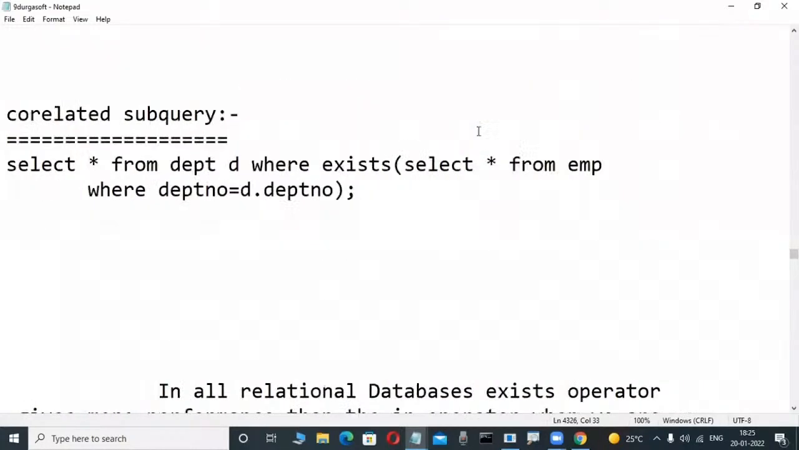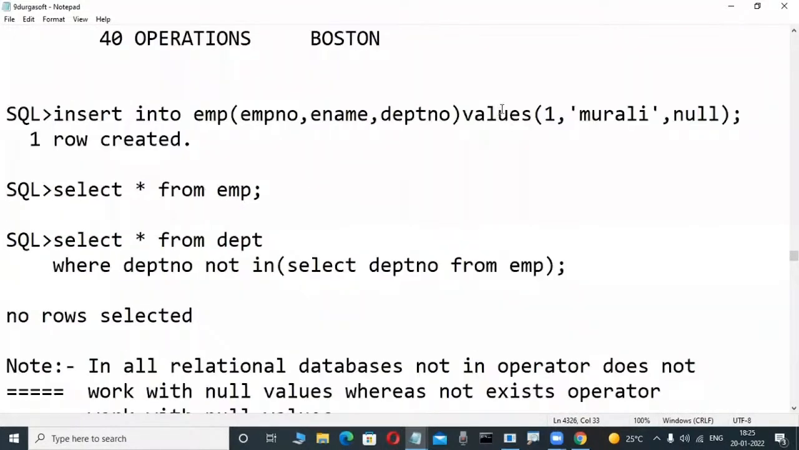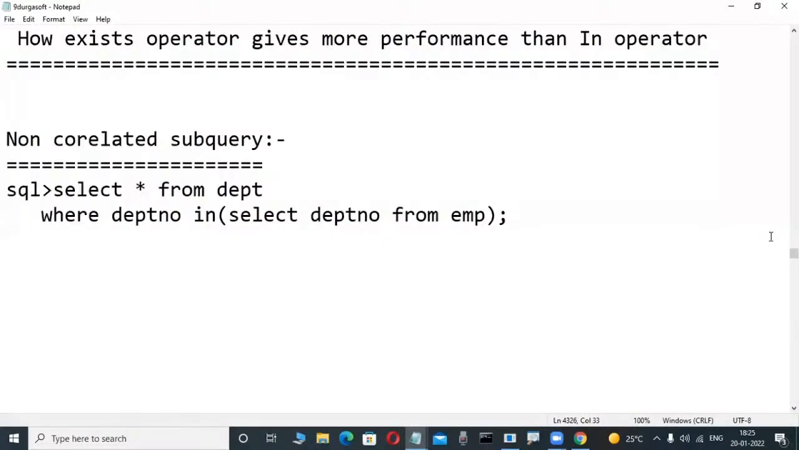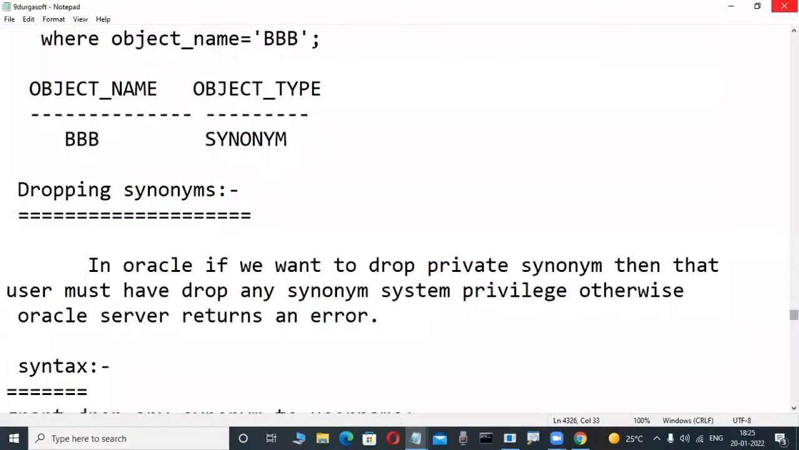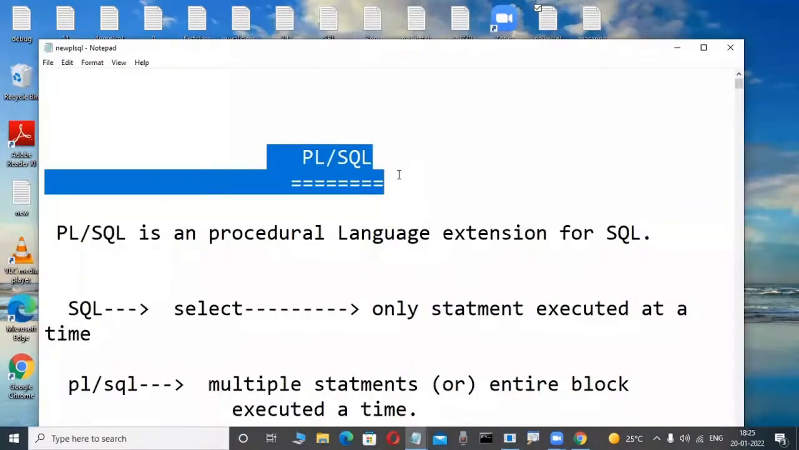Some queries are there. These are all the things we are familiar with. Don't worry. Then database objects, so many things are there. We are learning them. These are big concepts. Again, PLSQL means a little bit of coding is there. Don't be afraid. This is PLSQL.